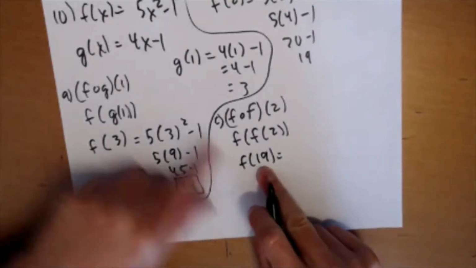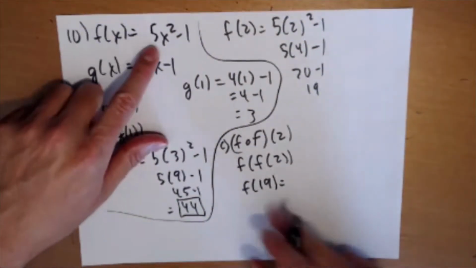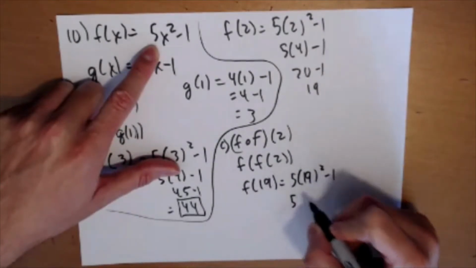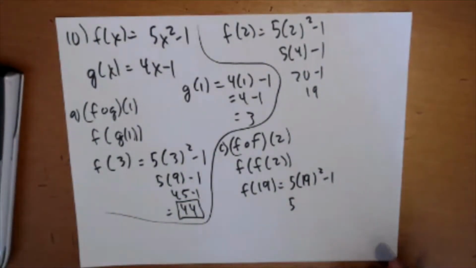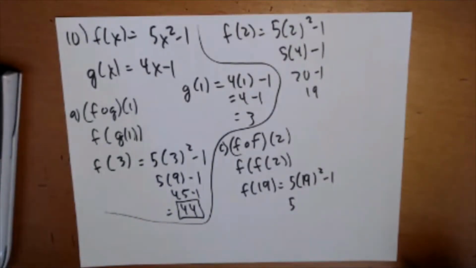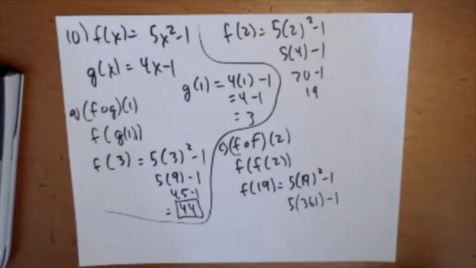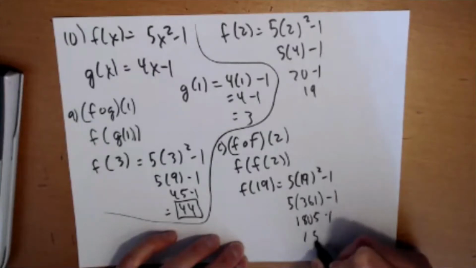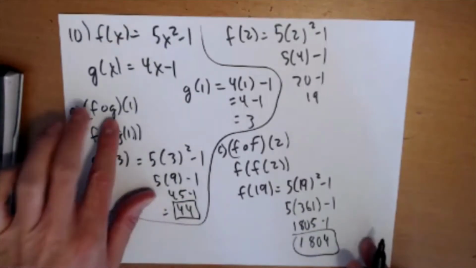Oh, function f, 19. Okay, I know what to do. I just plug 19 in there. So that's 5 times 19 squared minus 1. Oh my gosh, am I supposed to know what 19 squared is? 381? I don't know. 361, minus 1 times 5, enter. So that should give us 1805 minus 1, 1804.